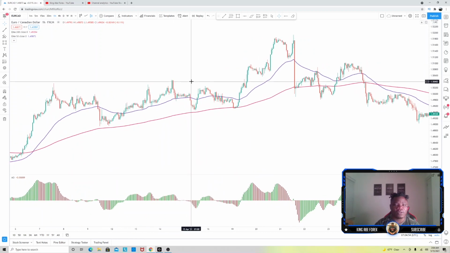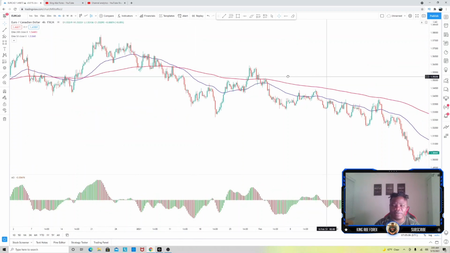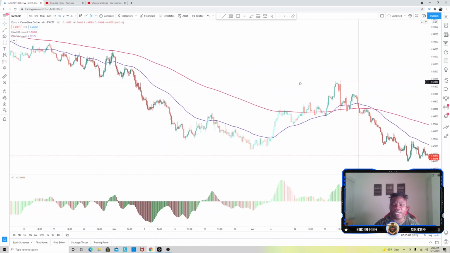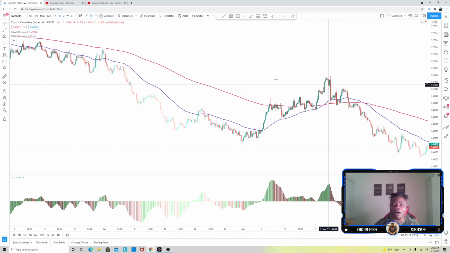Now, to use this strategy, I actually recommend that before you get into any trade at all, you go to the 4-hour time frame. We have to go to the higher time frame so that we can identify our zones.